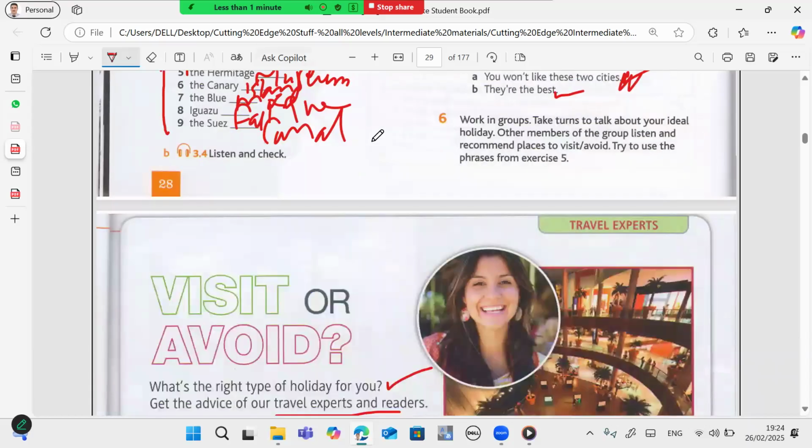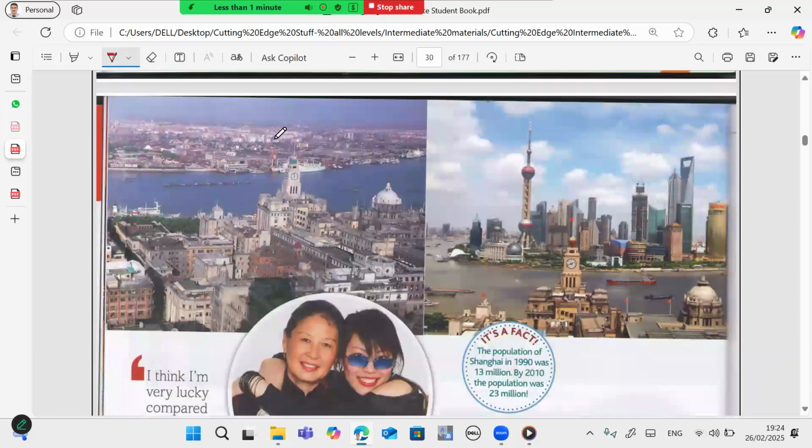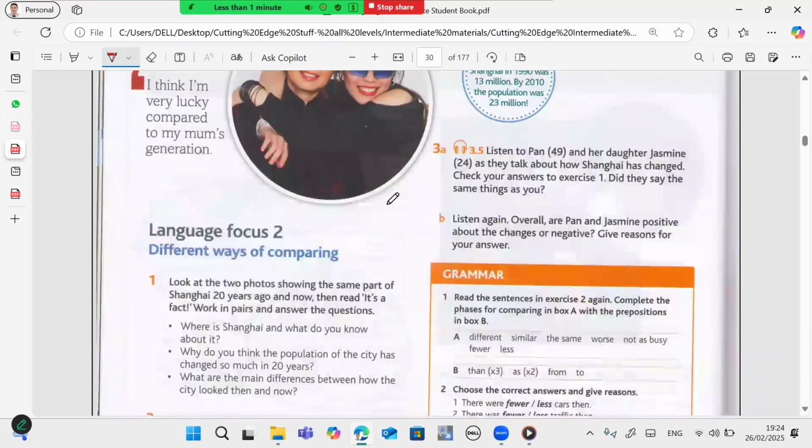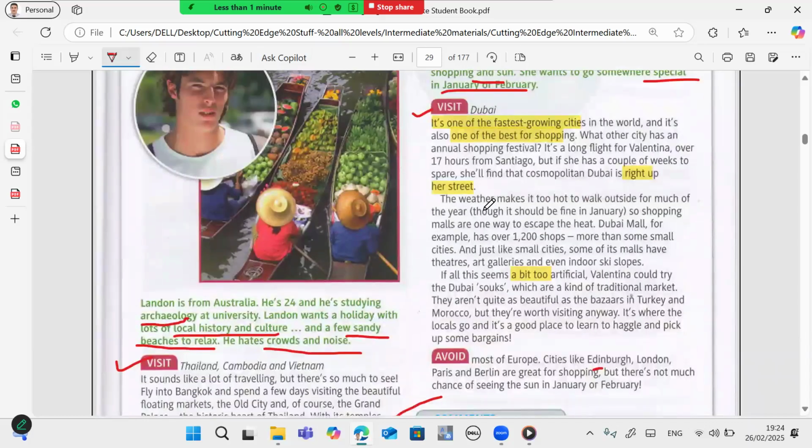Okay. So, Shabab, please, in your homework, please write about the most tourist attraction places in your city or in your country and use the new expressions.